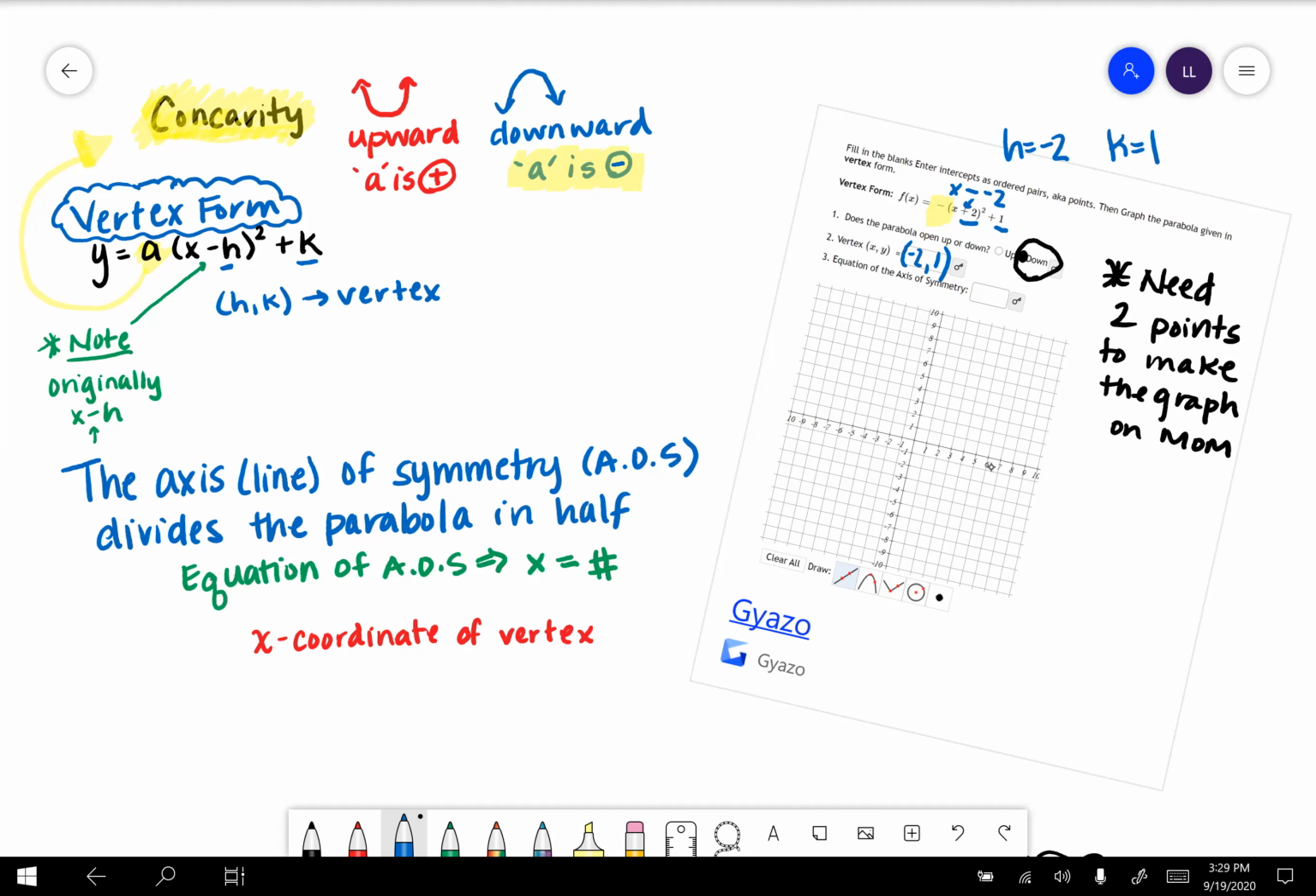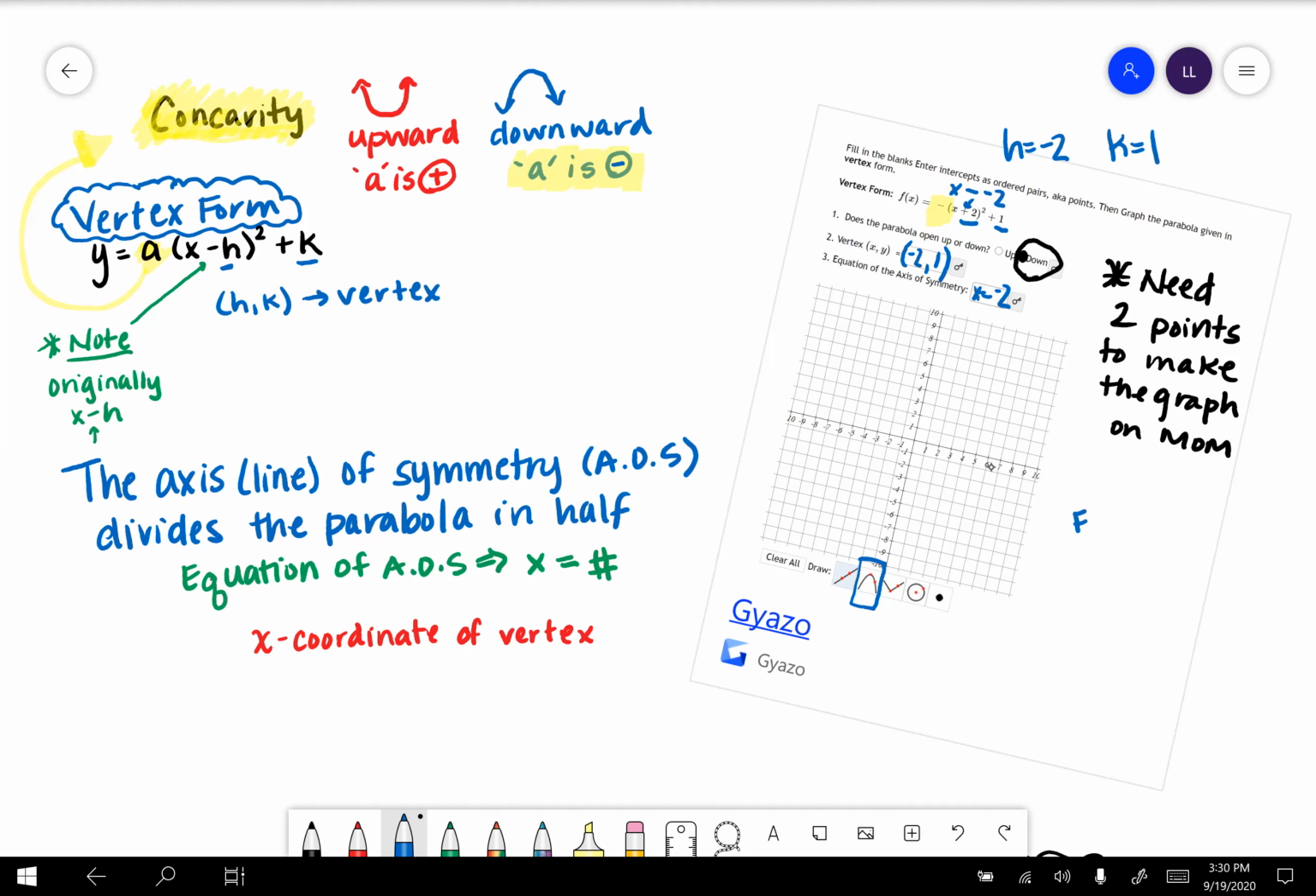The axis of symmetry divides the parabola in half. So the equation for the axis of symmetry is going to be the x-coordinate of the vertex. The x-coordinate of our vertex is negative 2. Therefore, our axis of symmetry is x equals negative 2. Now we're ready to graph our function. We graph our function using this tool, and we actually need 2 points in order to make our graph. So we're going to have to solve this parabola for another point. Let's go ahead and do the y-intercept.